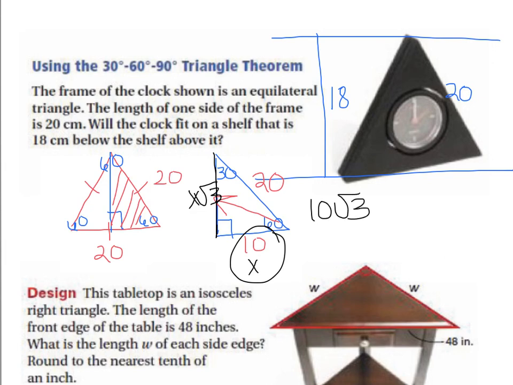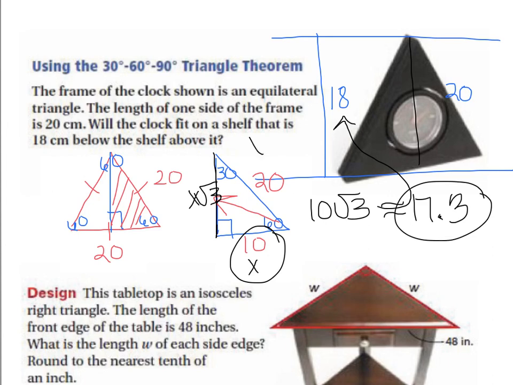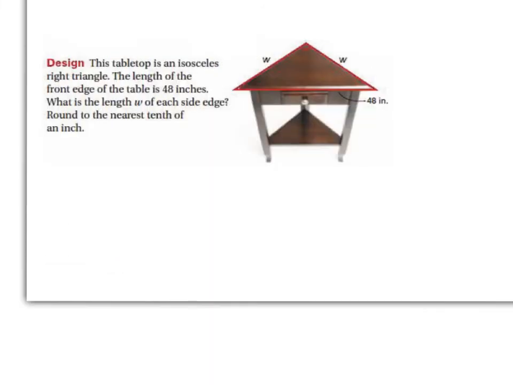Again, that's exact. You need to check the approximate value to see if this can still fit in between 18 centimeter shelves. So if you do 10 times the square root of 3, that is your approximate value of 17.3. So that's the height of this clock. So yes, it will fit. Barely, but it fits.